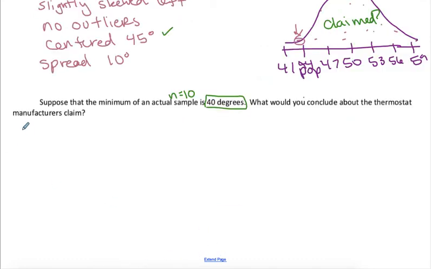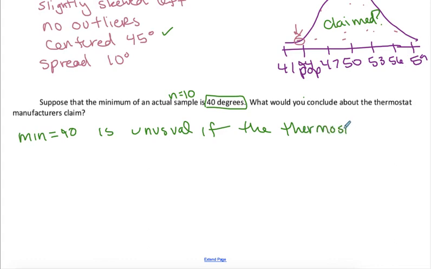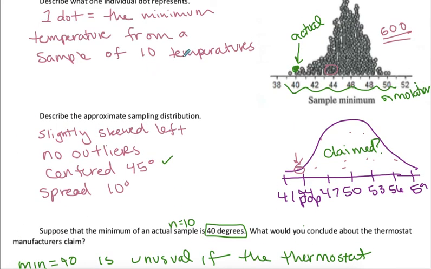So when we look at a minimum of 40 degrees, what that is telling us, we would say this is unusual. Okay, this minimum is unusual if the thermostat is working properly. So if we had here our actual, there's only one that's even less than this.